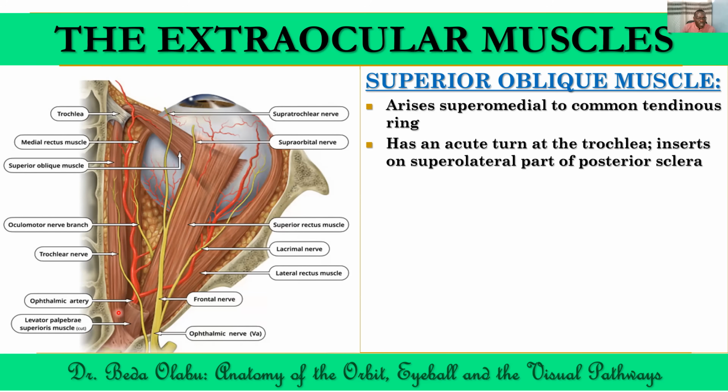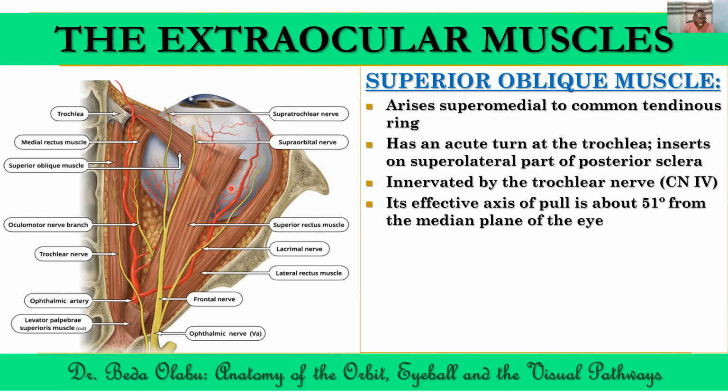So this still shows you the superior oblique muscle with its trochlea, the pulley, then its insertion on this posterior superior lateral aspect of the sclera. The superior oblique is innervated by the fourth cranial nerve, which is the trochlear nerve. The effective axis of pull is therefore this axis here. This axis is about 51 degrees from the visual axis. So if you compare this with that, about 51 degrees here. I told you this angle was acute.